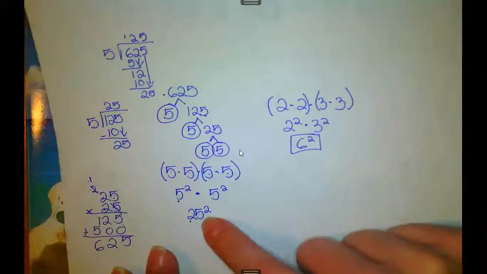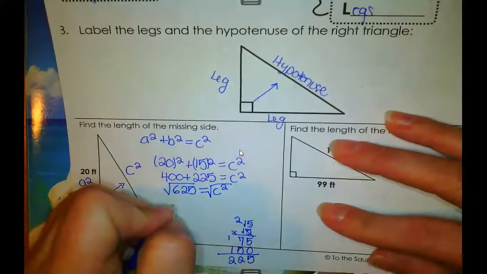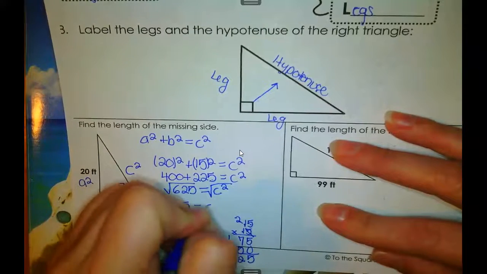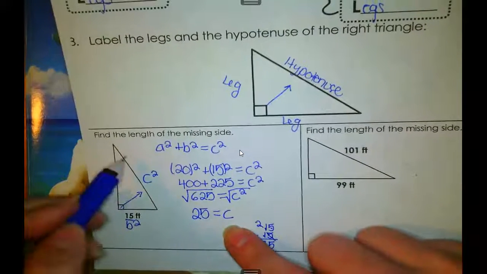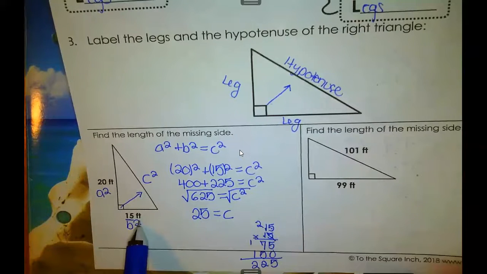All right. So we're going to take this 25 squared, because now we know the square root of 625 is 25. And now we found C. So our hypotenuse is 25 feet, because that's our measurement.